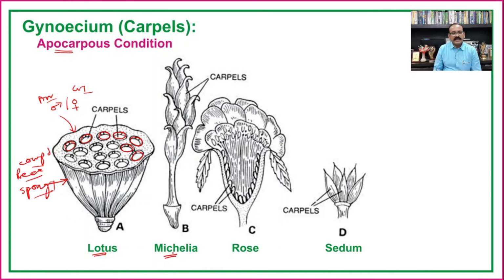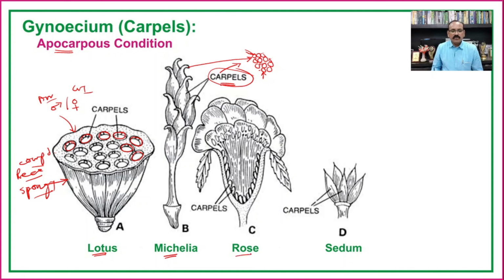In Michelia champaca, that is champa, again there is a presence of free carpels. If you see the fruit of Michelia, you will find that such a type of fruit is developed which is just like a bunch of grapes. So it indicates that one fruit develops from one ovary, and hence, as there are many free carpels, there is a development of many fruits from the single pedicel.